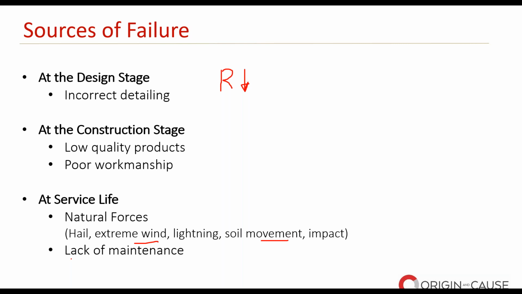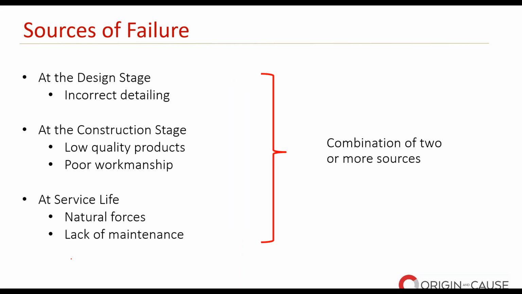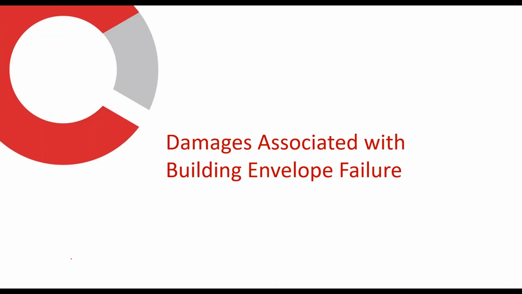These sources of failure can occur individually, or, if the building is unlucky, we can have a combination of two or more of these sources. For example, you might have low quality products being used and a natural force like extreme wind, and good luck for the building to sustain its integrity. So now that we have explained the types and sources of failure, let's see what the damages associated with building envelope failure are.